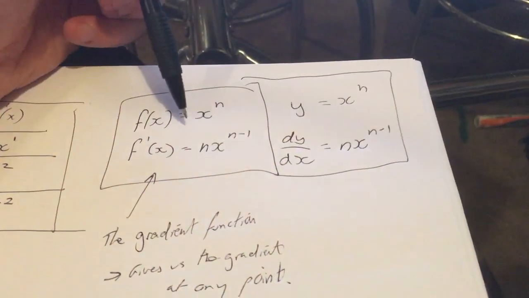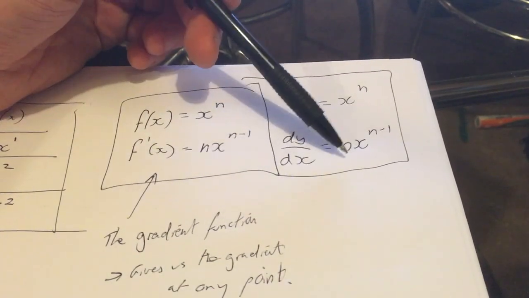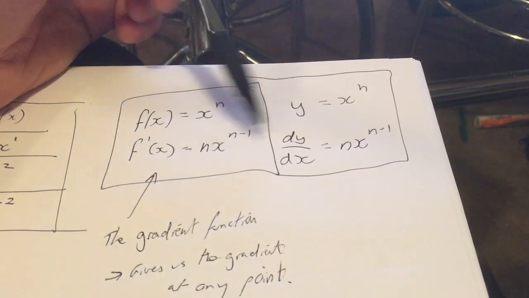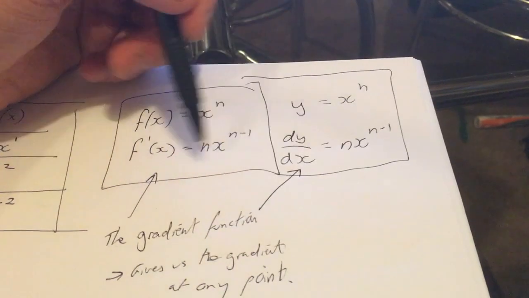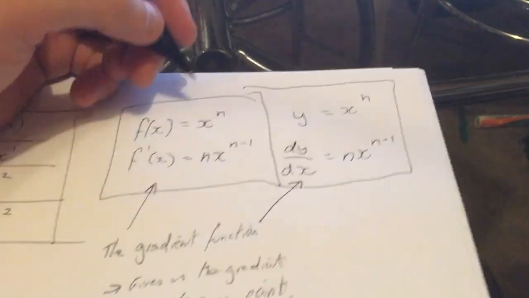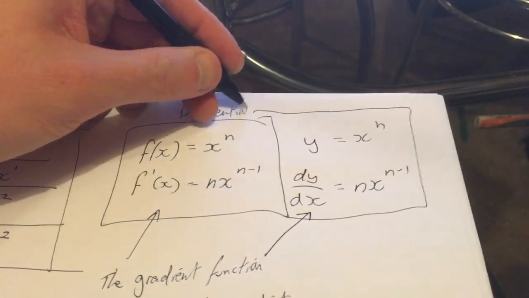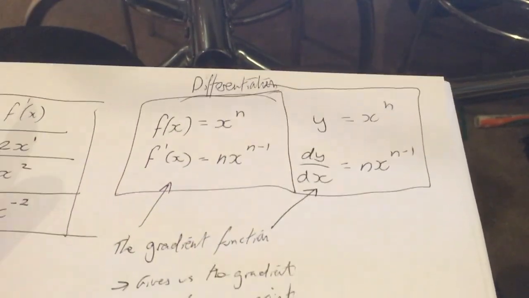Y is x to the n, the function is x to the n. The differential of y with respect to x is nx to the n minus 1, or here the differential of the function is nx to the n minus 1. So both of these is how we describe the gradient function and how we show examiners that we've done some differentiation by doing this. So our summary for differentiation so far, that's how we differentiate things.